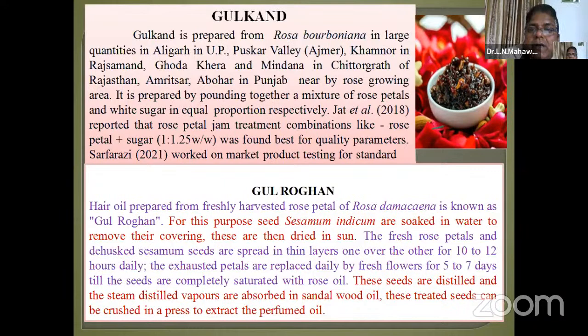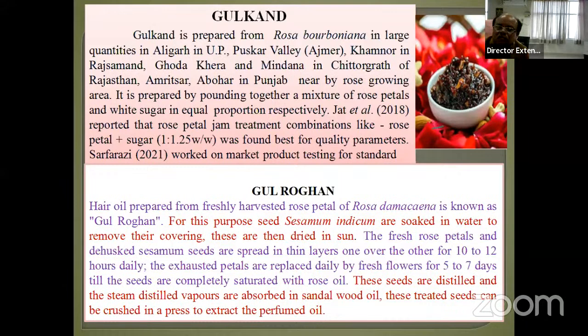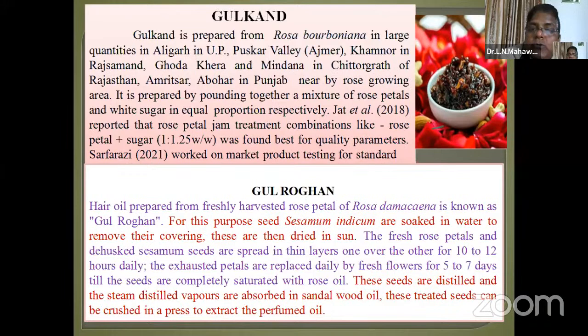Aligarh is very famous in UP, Pushkar Valley in Ajmer, and Khamnor in Rajasthan, and the Godakheda area and Bindana in the Chittorgarh district of Rajasthan, Amritsar and Abohar in Punjab. So near those, rose growing areas are being promoted, and Gulkand is especially prepared there. Once you harvest the fresh flower, keep it for pre-cooling, meaning you keep it at room temperature on a clean, hygienic floor.